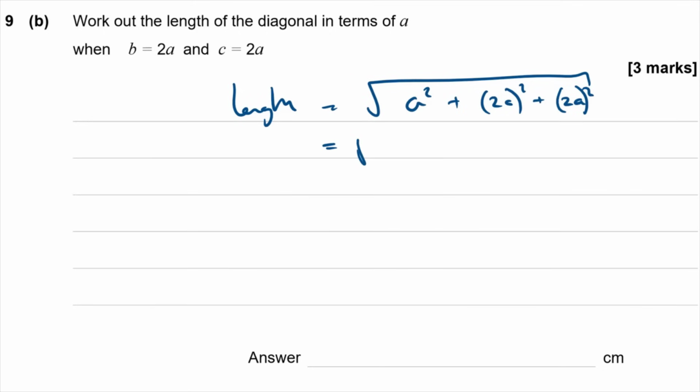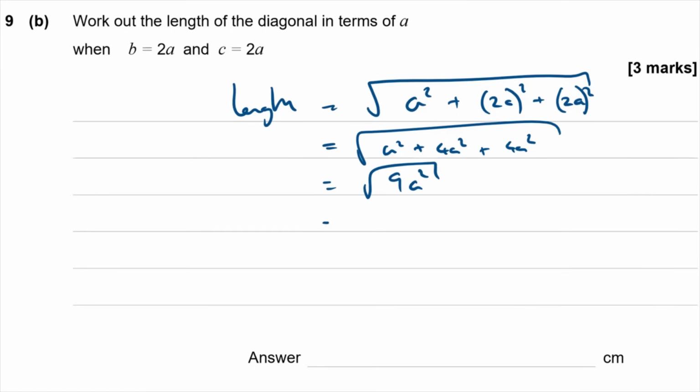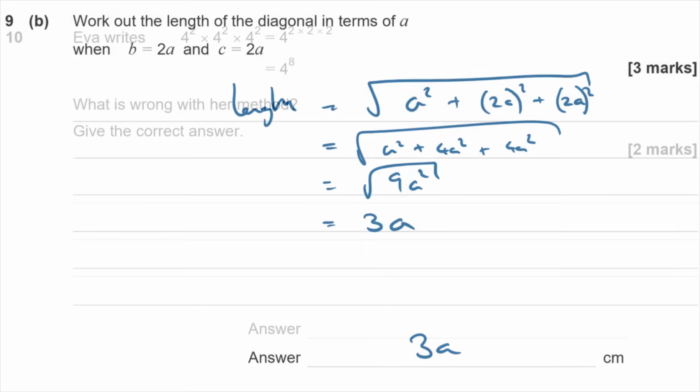So how many A squareds have we got then? I've got A squared plus 4A squared plus 4A squared, which gives me 9A squared, and the square root of 9A squared, well, the square root of 9 is 3, and the square root of A squared is A. So it gives me 3A. And obviously when you square root, you often get two results, positive and negative, but in this case, there is only one solution that's valid, isn't it? It's 3A.